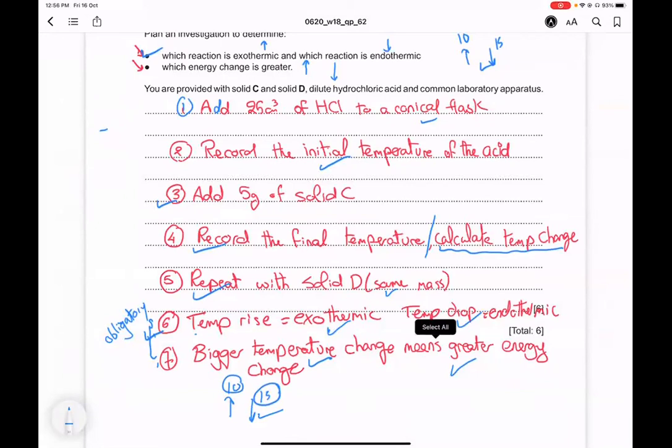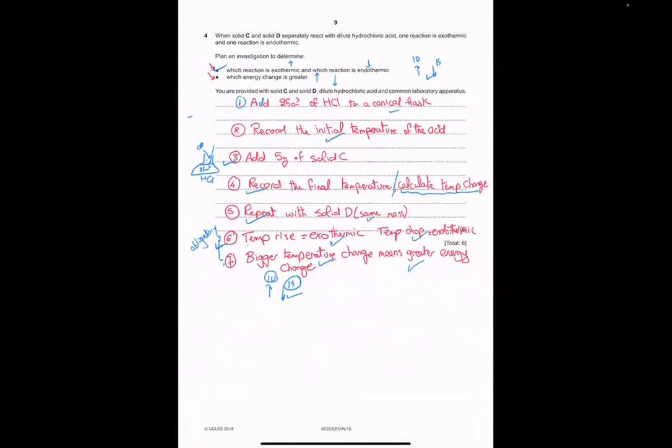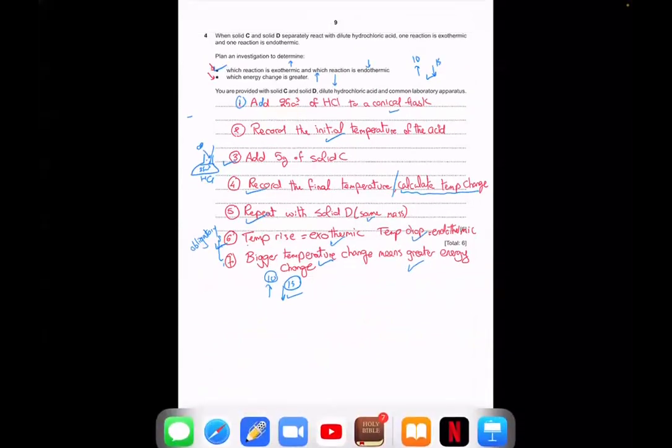Okay. So this is a simple diagram. You will add the acid, 25 centimeter cube of the acid, and you will add the solid, and you will measure the temperature change. Okay. This was November 2018, paper 6, variant 2 by Mr. Marco Milhat.